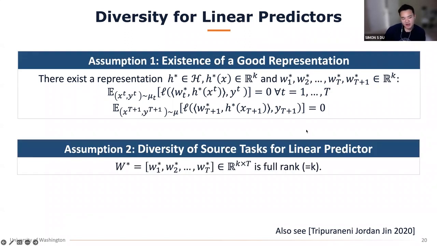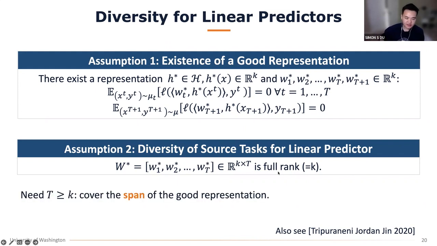Qualitatively, we need this W star matrix, which is a concatenation of all these linear predictors, from W1 star to WT star from the source tasks. Remember, each vector is a k-dimensional vector, and if you concatenate them together, it's a k-by-T dimensional matrix. This assumption states that this matrix has full rank, or basically we need to assume the rank is k. So implicitly we require T is at least as big as k.